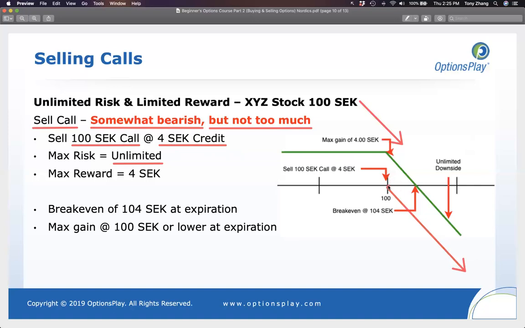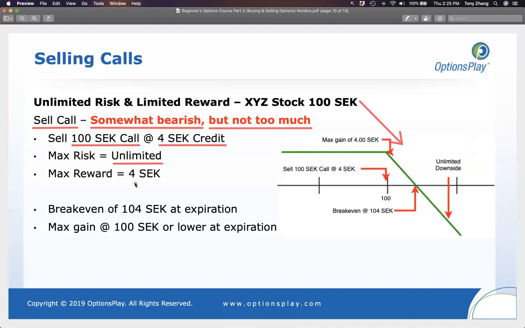Here you get a $4 buffer before you start losing money. That's the only difference here. So it's really important to understand that when you're selling a call option naked, this is not a strategy that we generally recommend. However, we will show you when it does make sense to sell calls, because there is a way to sell calls where you don't have unlimited risk.